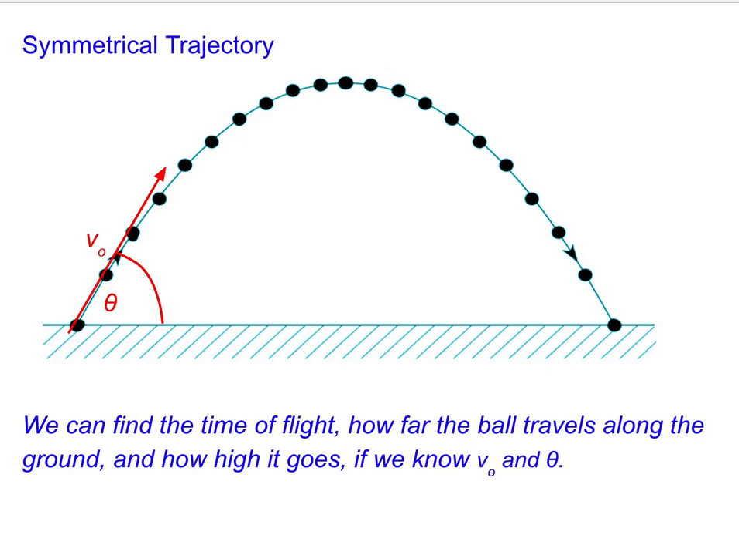From just the initial velocity and the angle at which an object is launched or kicked, we can find how much time it will be in the air, how far the object will travel along the ground horizontally, and how high it'll go at its maximum point.